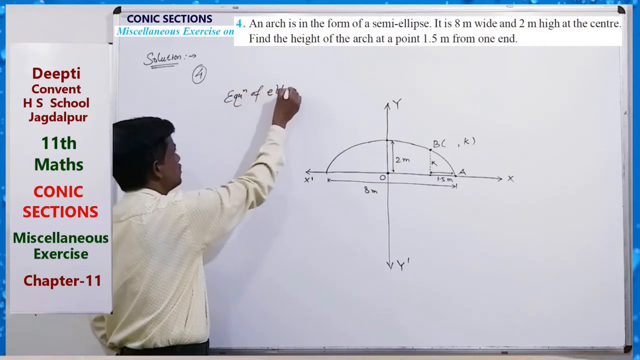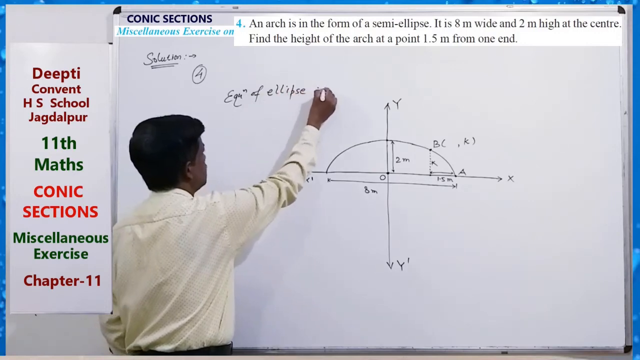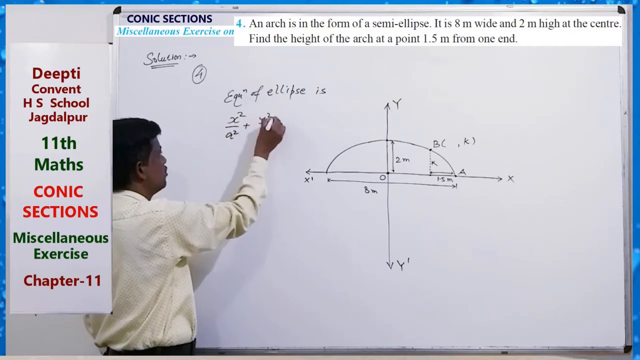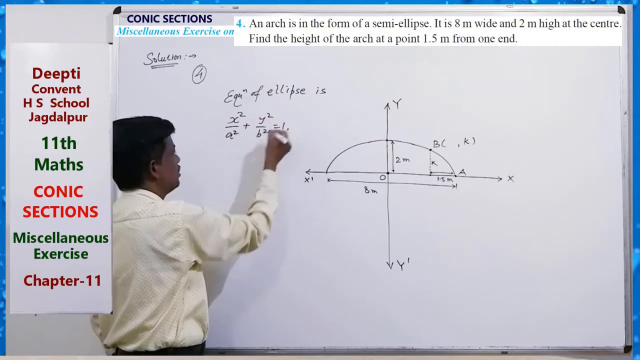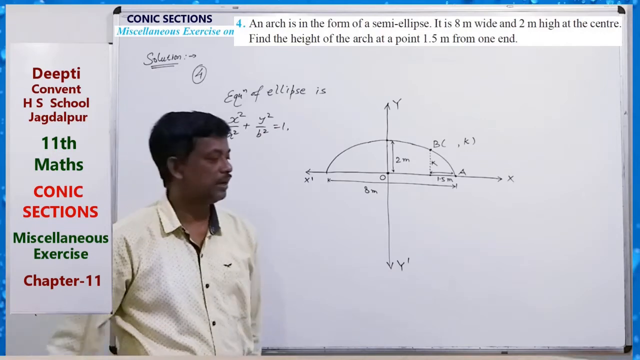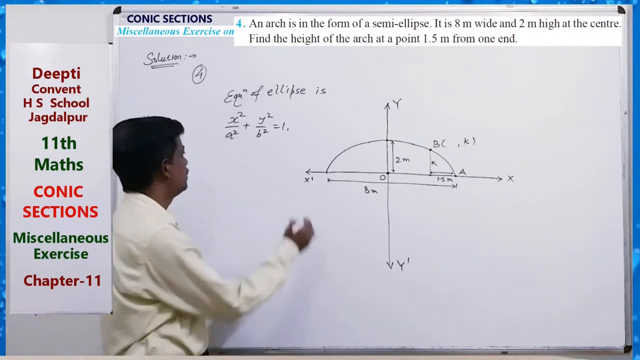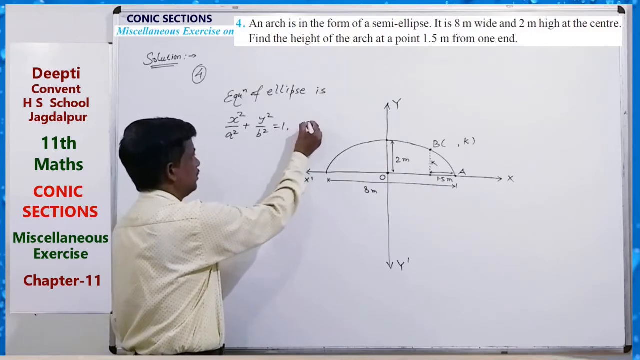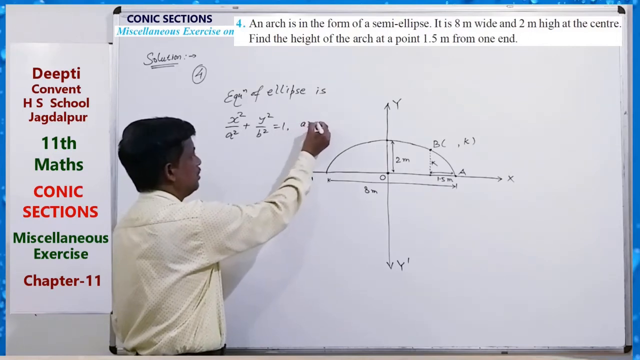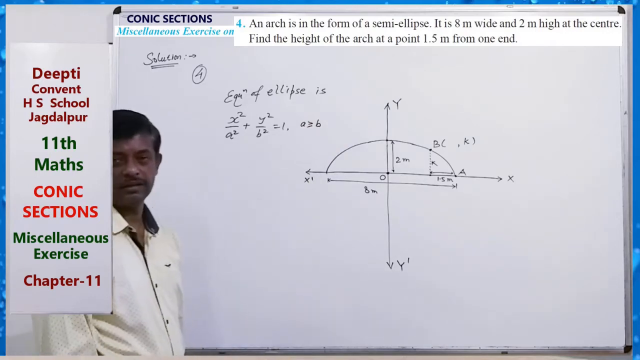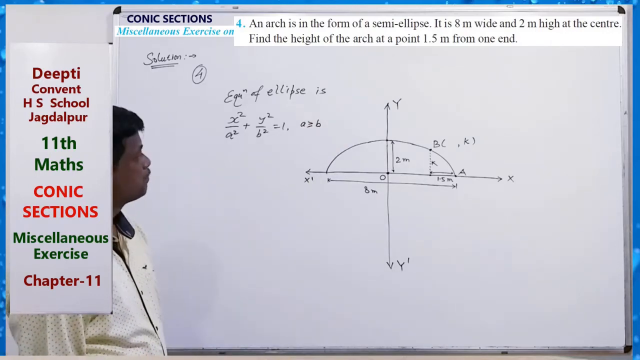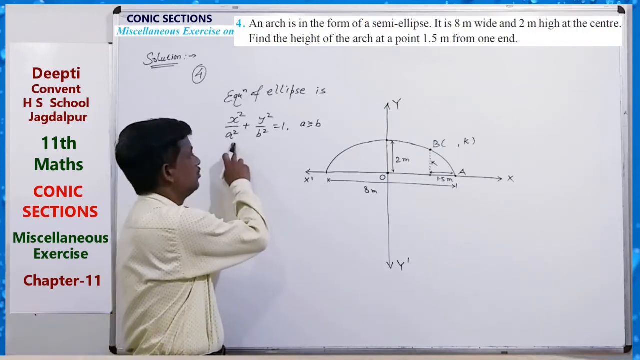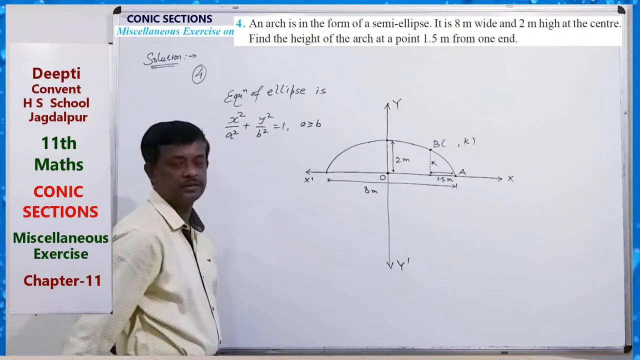Equation of ellipse is what? x square upon a square plus y square upon b square equals to 1. Here a is greater than or equal to b.